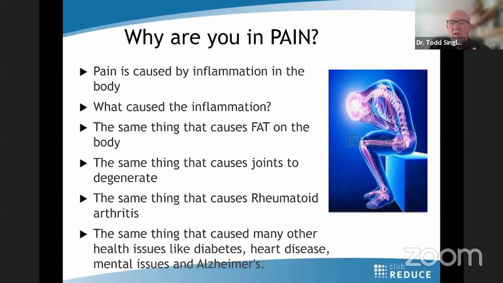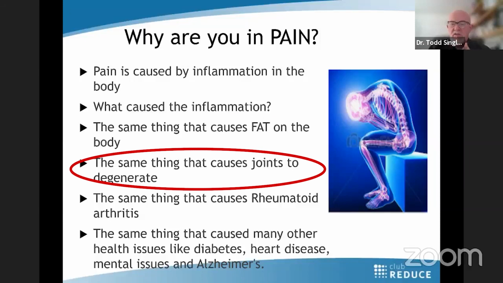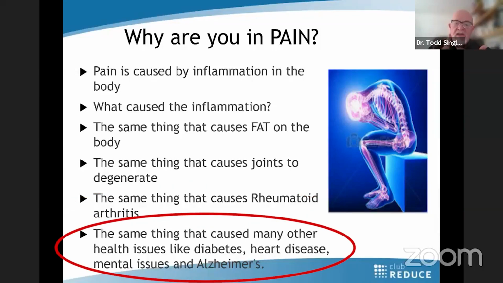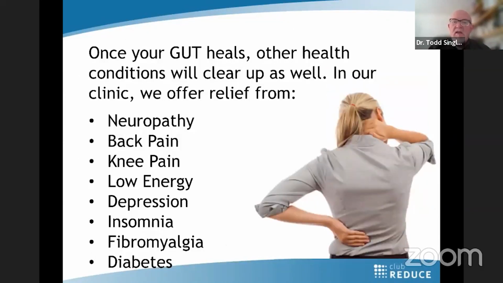What caused the inflammation? The same thing that causes fat on the body for patients not being able to lose weight. The same thing that causes joints to degenerate, like we talked about earlier. The same thing that causes rheumatoid arthritis. The same thing that causes other health issues like diabetes, heart disease, and even Alzheimer's, which is now type 3 diabetes. So whatever is going on in the gut is the answer. All roads led to Rome anciently. Well, all roads are leading to the gut microbiome today. See, once your gut heals, other health conditions will clear up as well.